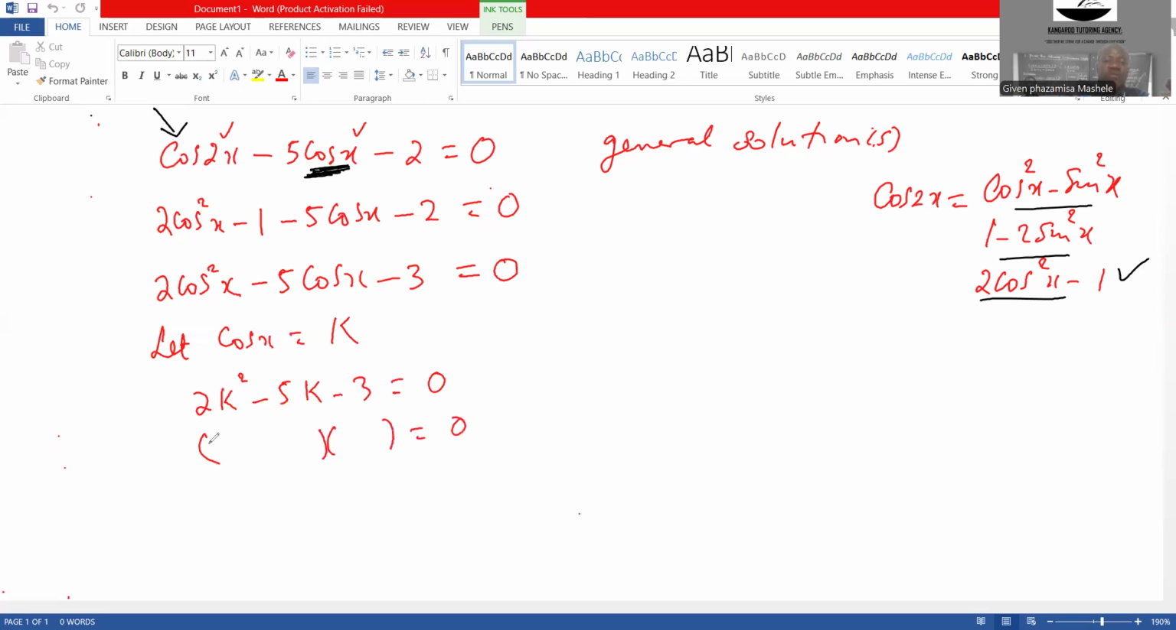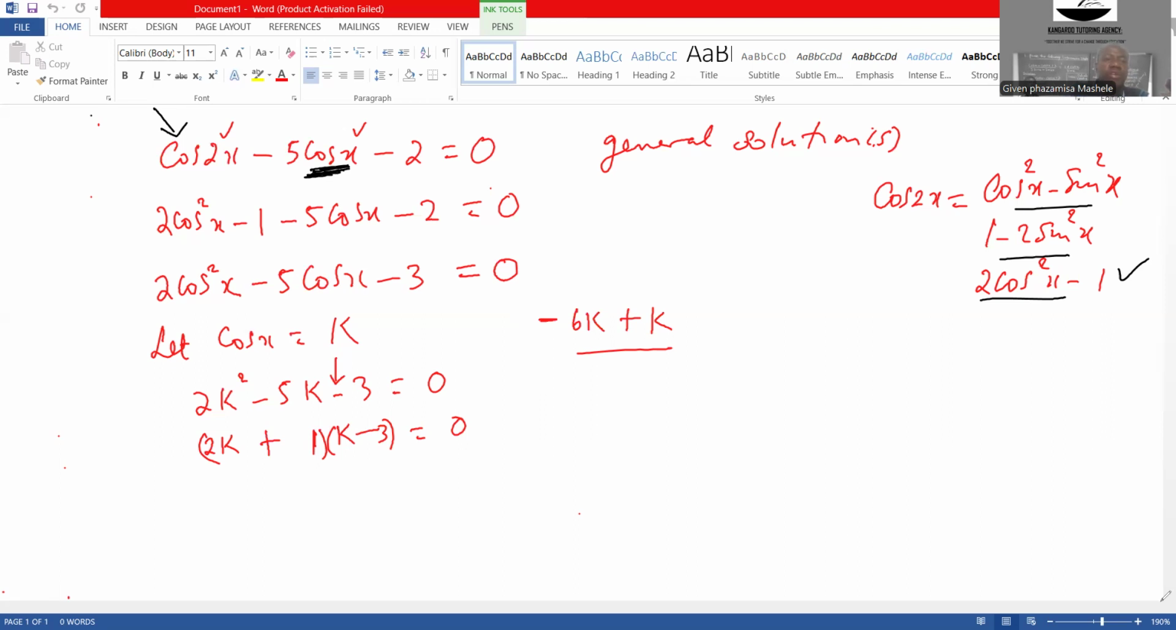Factors of 2k squared are 2k and k. And factors of 3 are 3 and 1, but you want to get 5 here. We have to use different signs because here we have a minus. So you must put 3 here and 1 there. Why? Because 2k times k is 2k squared, 2k times 3 is 6k, and 1 times k is k. And from this 6, we want to get minus 5. So this will be negative and this will be positive, because negative and positive is negative. So here we're going to have a minus and there a plus.